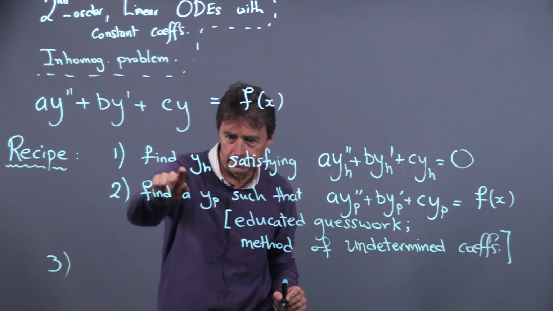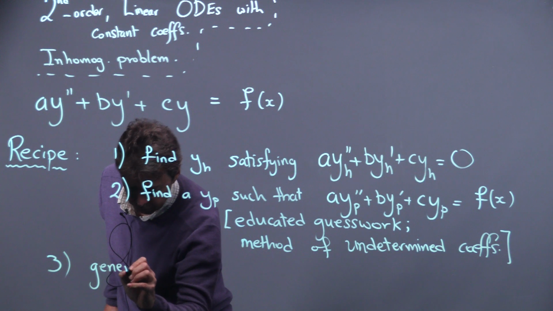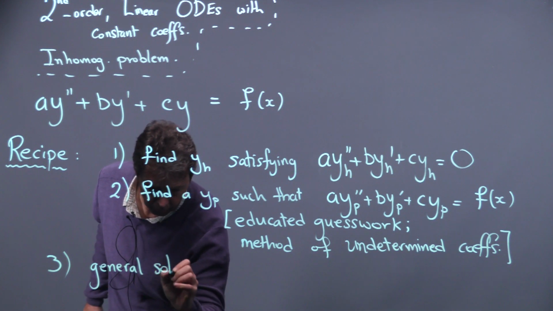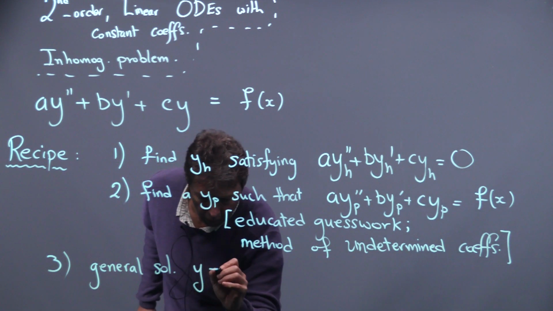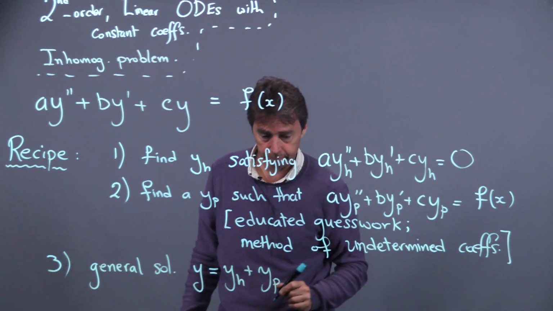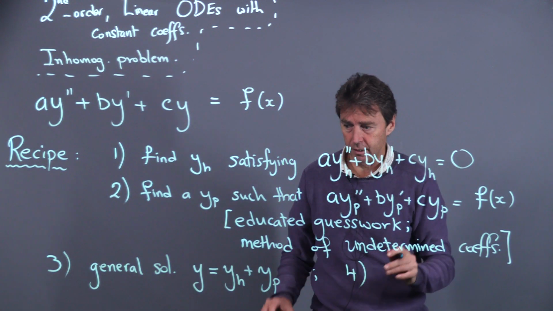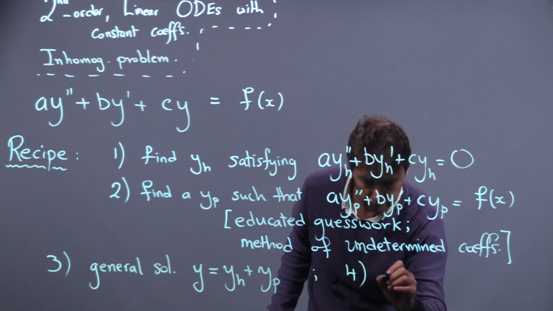Having found this and this, I then write a general solution for y, which is just yh plus yp. And then finally, if I'm given any initial or boundary conditions, I apply those.